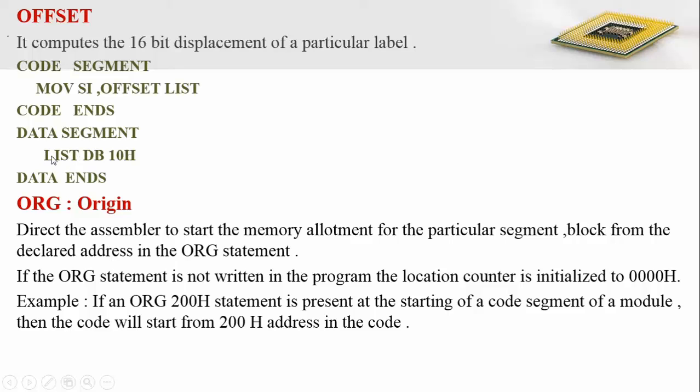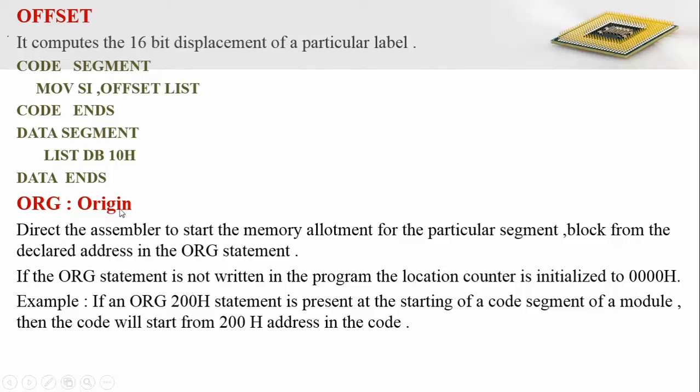So inside the data segment, its displacement or offset value we need to load into the source index register using the assembler directive OFFSET, in order to get the offset value of a memory label. The value is represented in 16-bit information and is loaded into the SI register here.